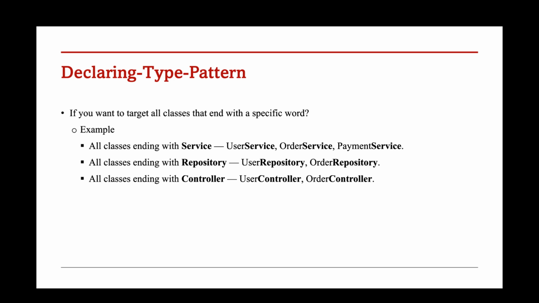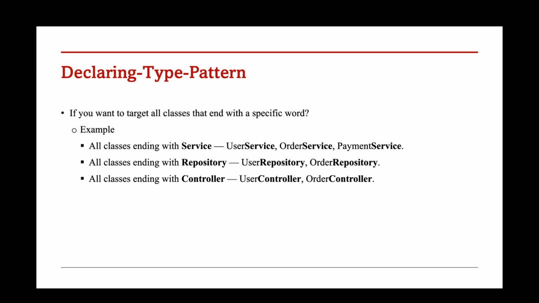For example, all classes ending with service: user service, order service, payment service. All classes ending with repository: user repository, order repository. All classes ending with controller: user controller, order controller. This is called suffix pattern matching in the declaring type.